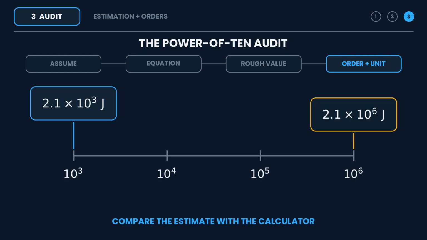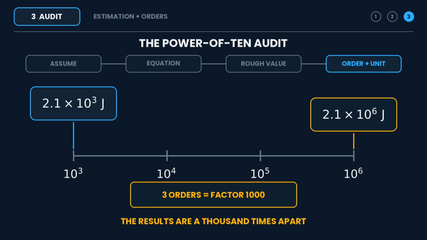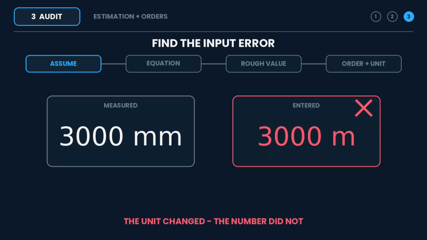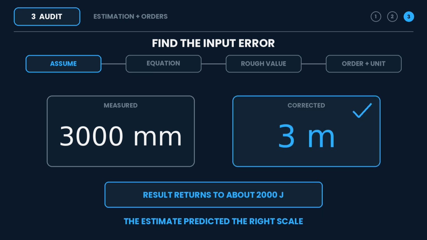Now compare it with the calculator's 2.1 times 10 to the 6 joules. The two results are 3 orders of magnitude apart, a factor of 1000. No plausible person or staircase explains that. The height was measured as 3000 millimeters and entered as 3000 meters. Correct it to 3 meters and the result drops back to 2000 joules, where our estimate said it should be.